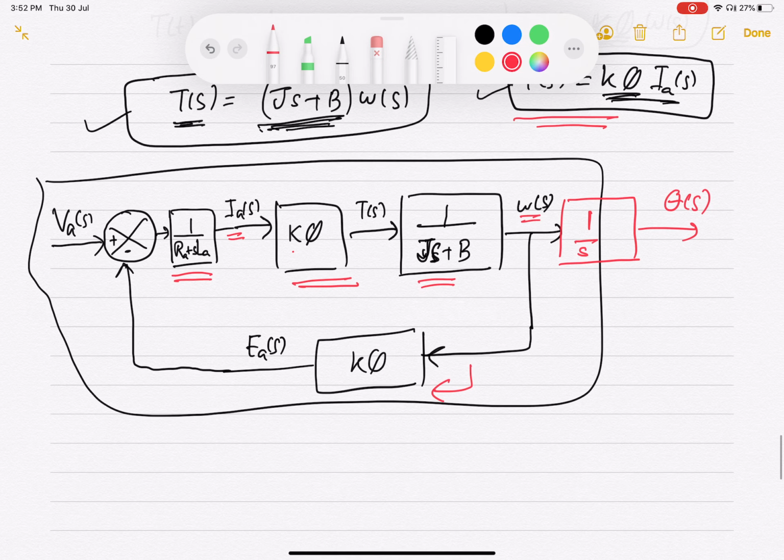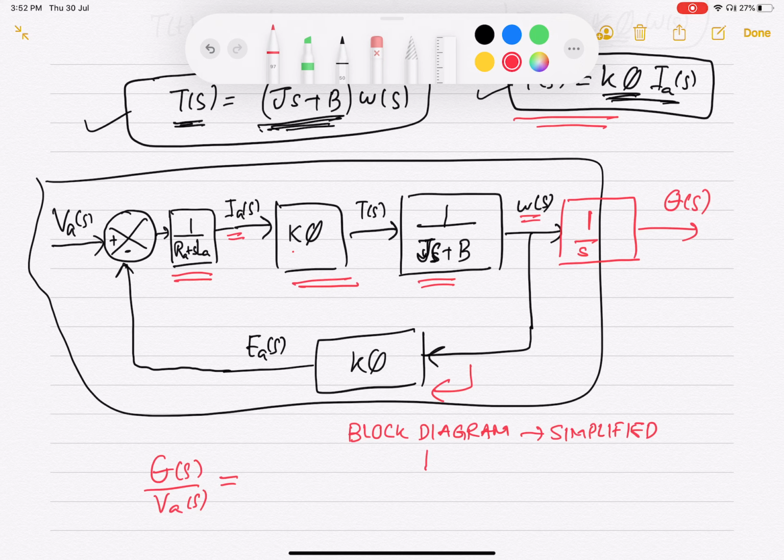So you can find out the transfer function from this block diagram by block diagram reduction, right? So this block diagram can be simplified, and you can find out the transfer function theta s by VA s if you want, right? I will not do this simplification today because we have not yet seen block diagram reduction, but I will write down the transfer function that we obtain.